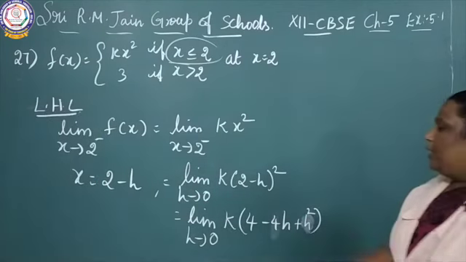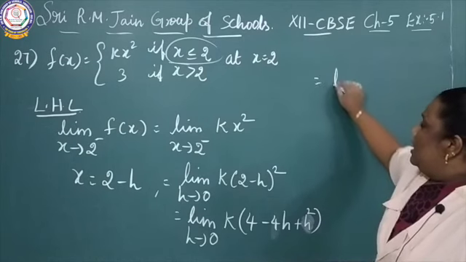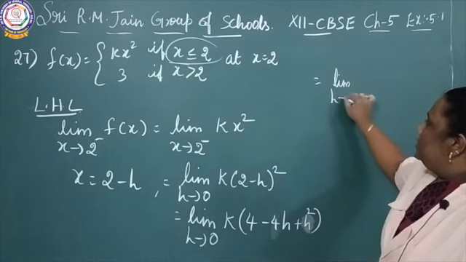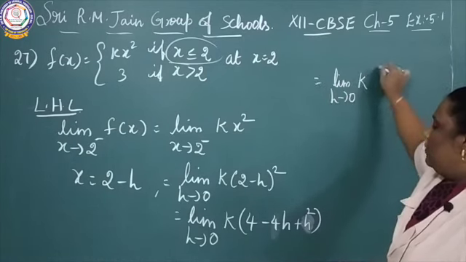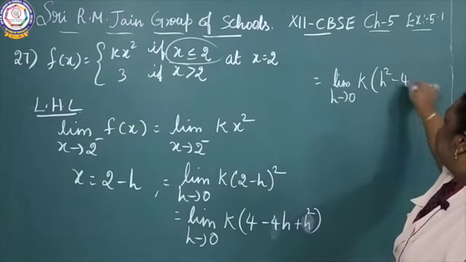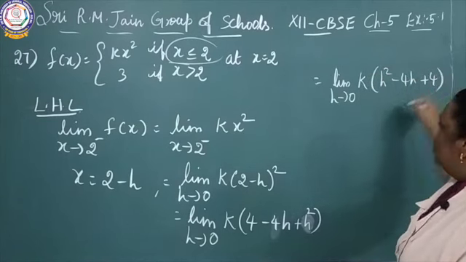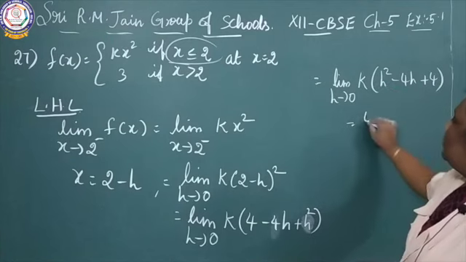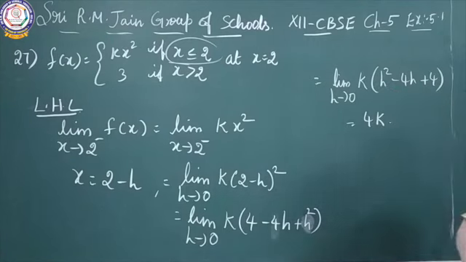What is the value we are getting here? Limit h tends to 0. You can write it in a proper way: h square minus 4h plus 4. So if h tends to 0, what is the value you are getting? 4k. The value is 4k.